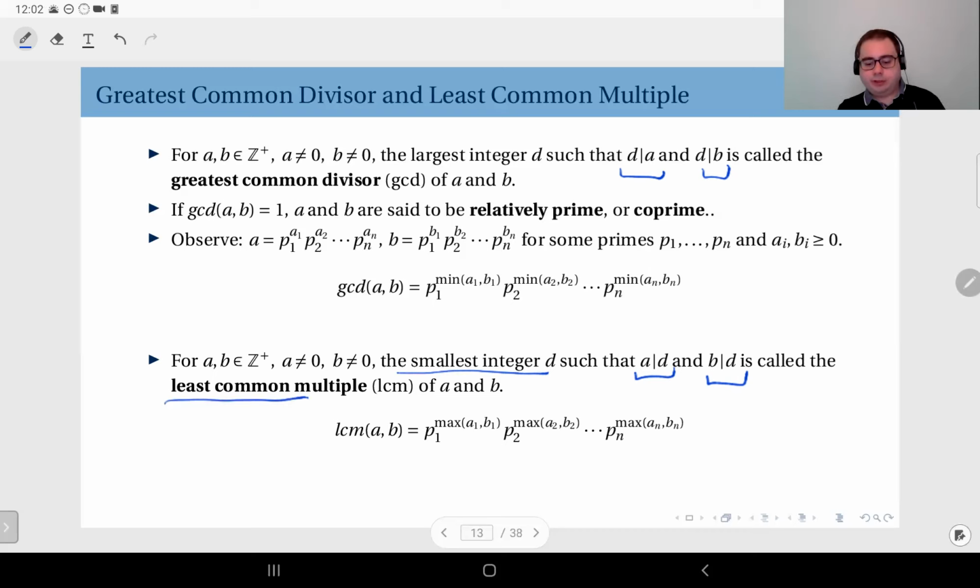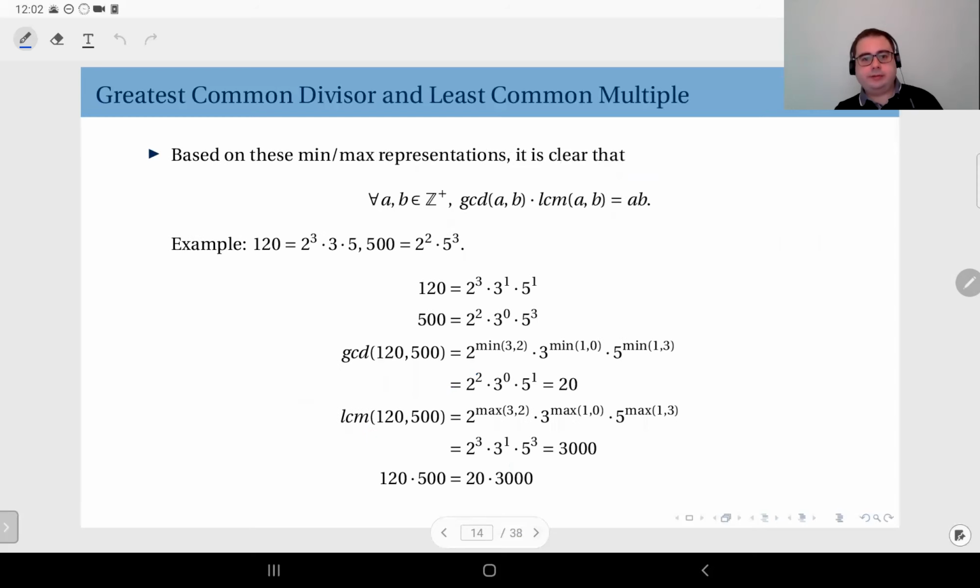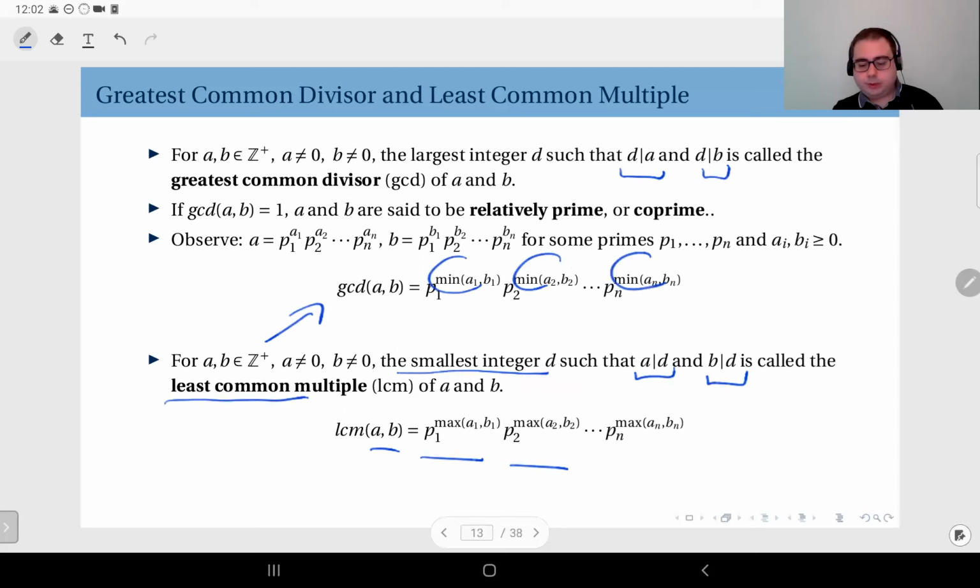And following the same logic as we did with GCD, we can express the LCM of the two numbers a and b as p1 to the power maximum of a1 and b1, p2 to the power the maximum of a2, b2, etc. Okay, so let's see this on an example. And obviously, if you consider these min-max representations of GCD and LCM, you see I have the minimums in the GCD representation, and I have the maximums in the LCM representation.